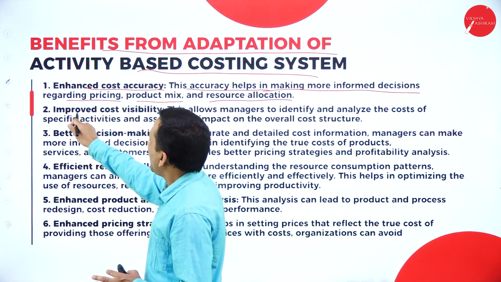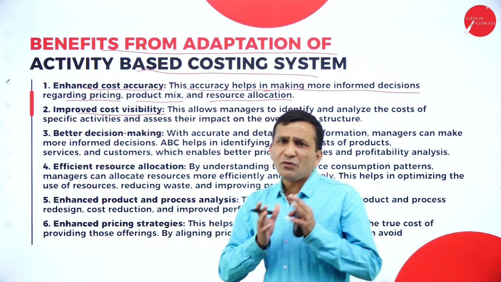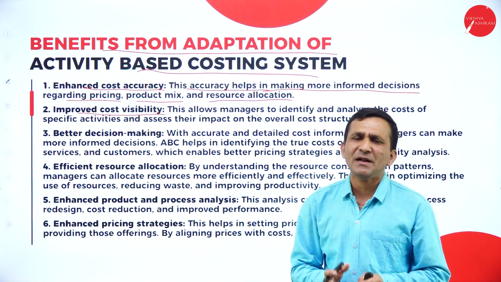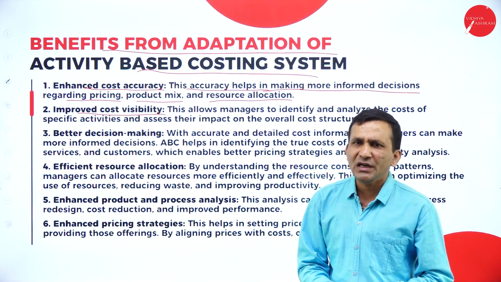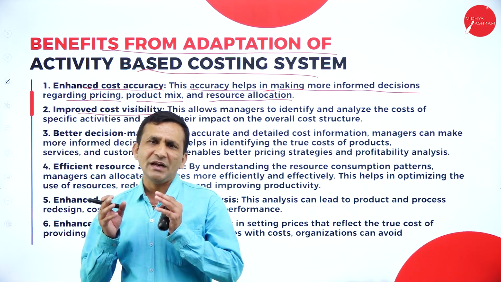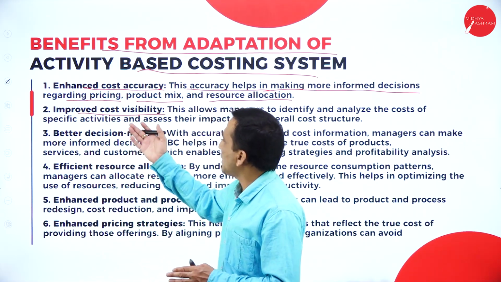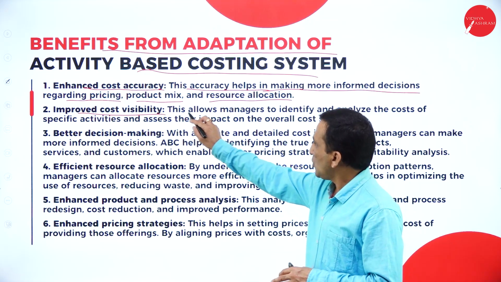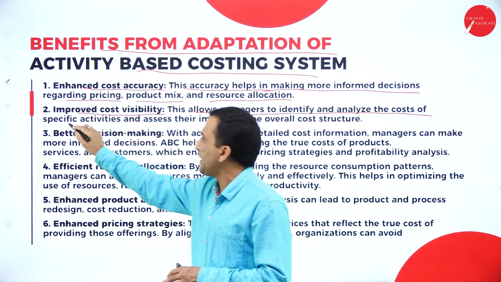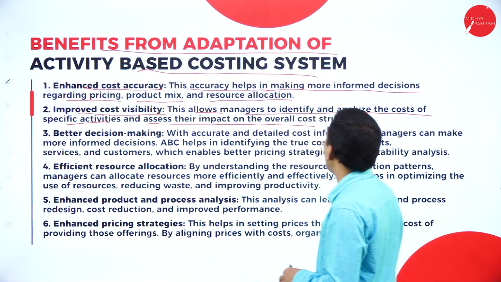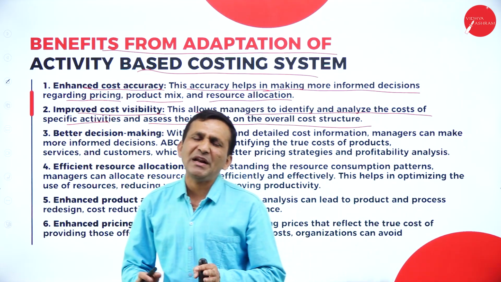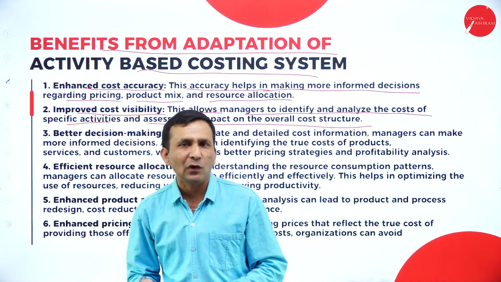Next, second point, improved cost visibility. So we will get the full, complete, transparent information: how much we are charging for each individual activity, and what cost we pulled from each individual activity. So we will get complete visibility here. This allows managers to identify and analyze the cost of a specific activity and assess the impact on the overall cost structure. Overall cost structure means the complete set of activities to produce a final product.